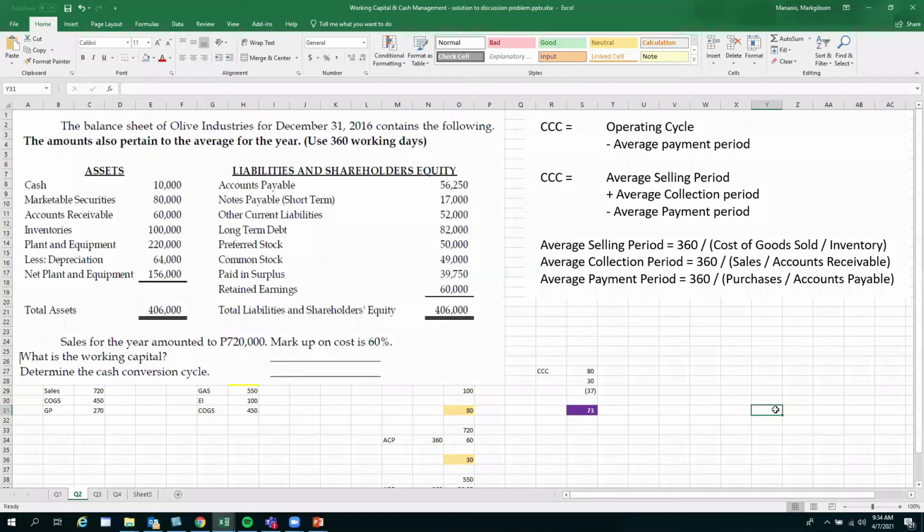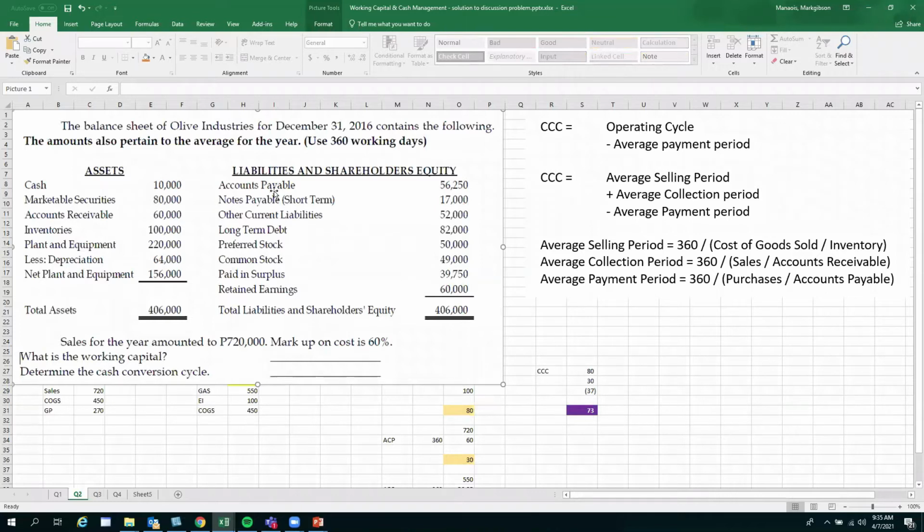So, class, ang tip ko palagi every time you solve a problem is first check yung required. Kasi like in this case, napakaraming data pero ang nire-require niya lang naman is to compute for the working capital. This time, alam mo na kung ano yung working capital. It's just the difference between your total current asset and current liability. Okay? So, the balance sheet of Olive Industries for December 31, 2016 contains the following.